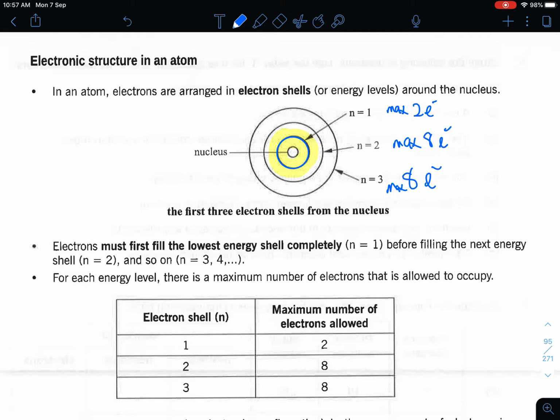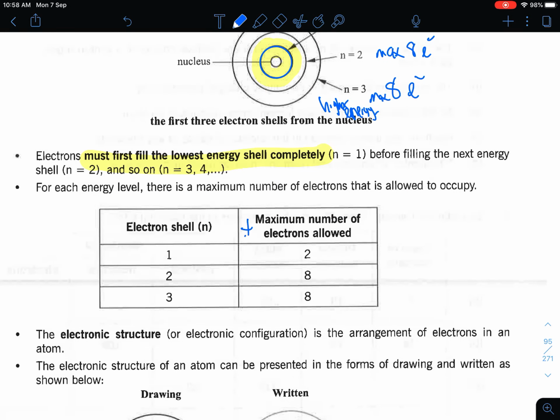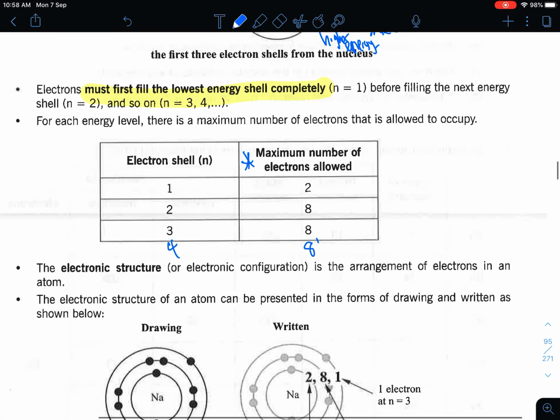Now, it's always ideal to have a completely filled shell, which is either 2, 8, or 8. Why is this so? So that it is stable. Electrons must always fill the lowest energy shell first, which is n equals 1. This is the lowest energy, and then this is the higher energy. The arrangement is always in the form of 2, 8, 8. If you need the fourth one, it will also be 8. In your syllabus, the maximum number of electrons you go up to is 20. They usually won't go more than that.